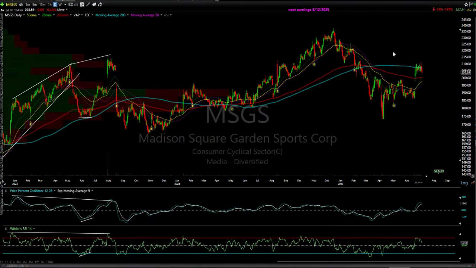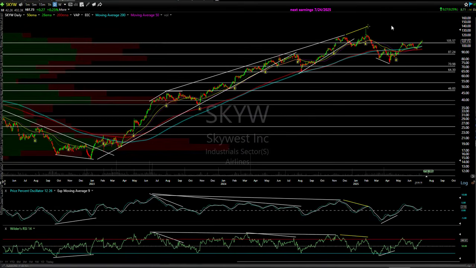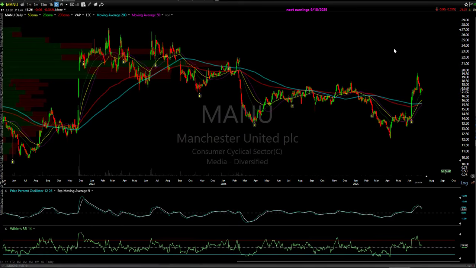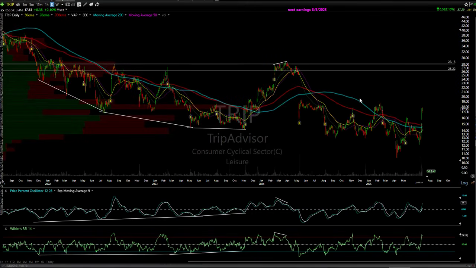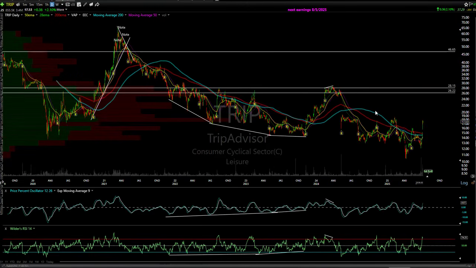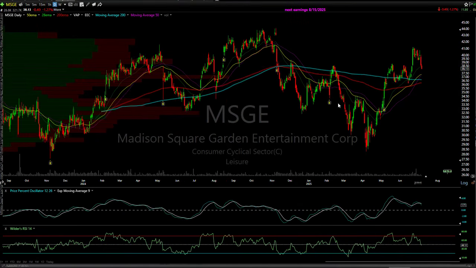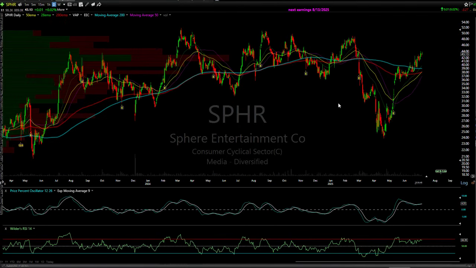SGS, Madison Square Garden. SKYW, SkyWest. It peaked right here with the divergent high. It's kicked back, still below that high. CNK, Cinemark, MANU, Manchester United, right there. TripAdvisor, just lower. Actually, one of the better looking ones, just based on the big divergent low. MSGE, Madison Square Garden Entertainment Corp, and then SPHR, Sphere Entertainment.